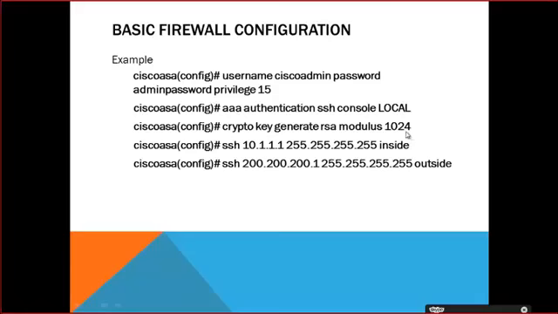When you say modulus 1024, then it is version 2, which is highly recommended. I think that is also the default in today's version of Cisco ASA. Next, you need to say who can SSH to this device. So SSH, who can SSH? Only the person who has this IP address, and the traffic needs to come via the inside interface.